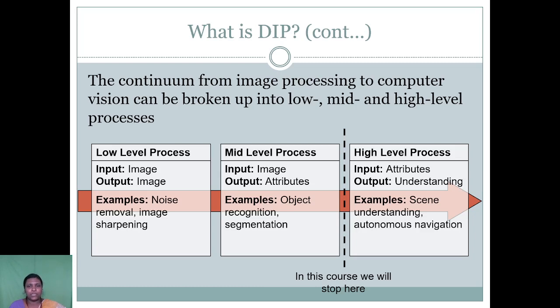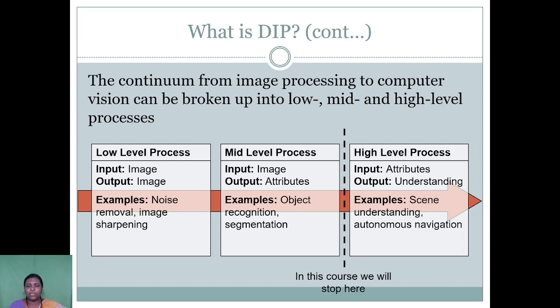The second process is the mid-level process. Here the input is an image and the output is attributes. Here you recognize some object or segment a particular part of the image. Any object recognition or segmentation done in the image is called the mid-level process.